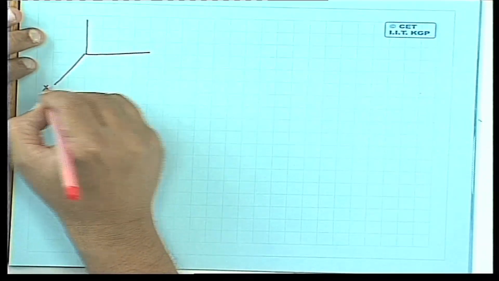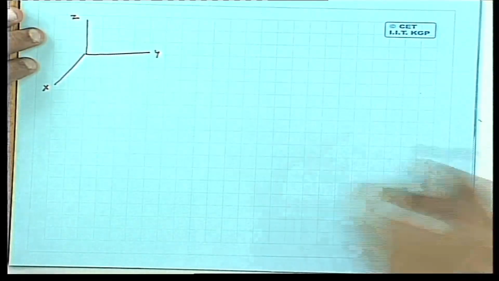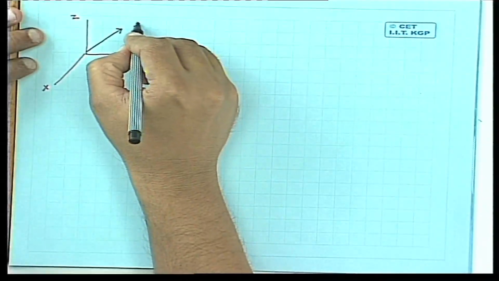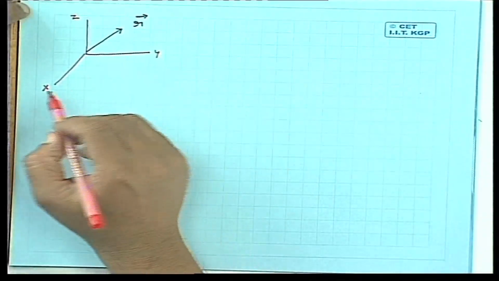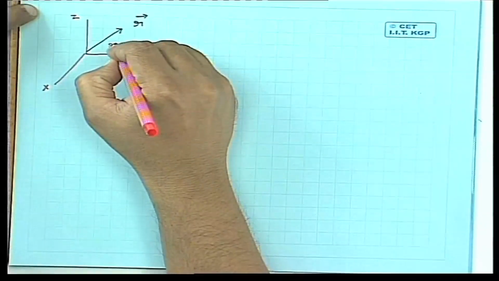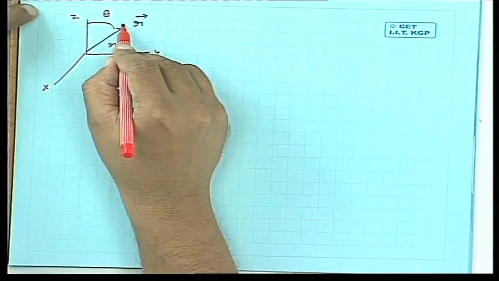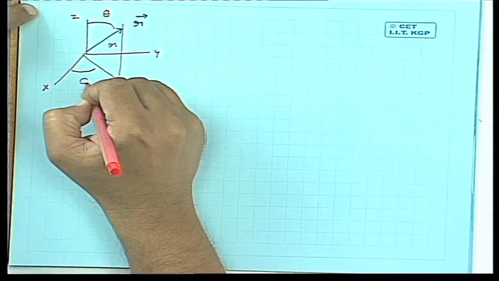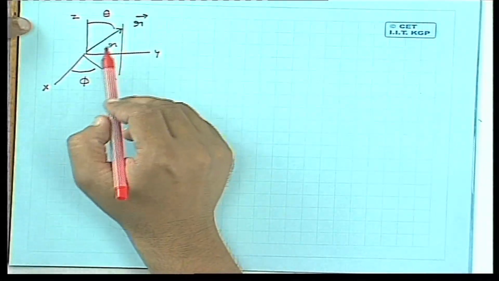This is x, y, z, and the vector r over here, which you would represent in the Cartesian coordinate system in terms of x, y, z, is now represented in terms of the distance r, the angle it makes with the z axis theta, and the angle the projection into the xy plane makes with the x axis, which is phi. So the new coordinates are r, theta, and phi.